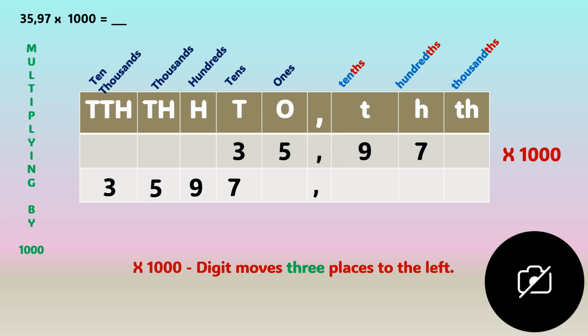There's no number to hop. So what we're going to do is add a 0. Now this makes a whole number, 35,970. And you can see that initially I hopped three places to the left, so all the other numbers had to hop three places to the left as well.